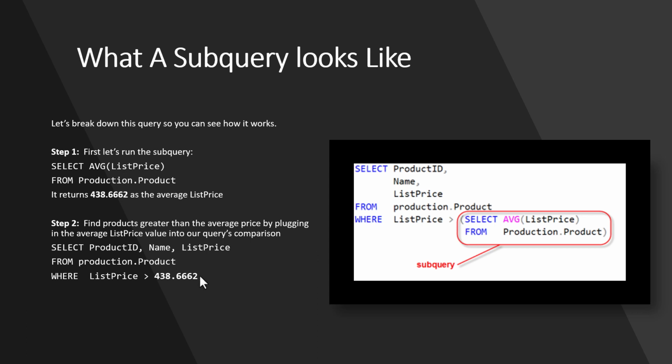But what's the fun in that? Because the minute somebody changes the list price of a product, my query's out of date, right? So it's not as flexible, it's not as robust, or as I'd say, it's a little brittle. So the subquery makes it so that our queries are more flexible, and it really takes our ability to write SQL to the next level.